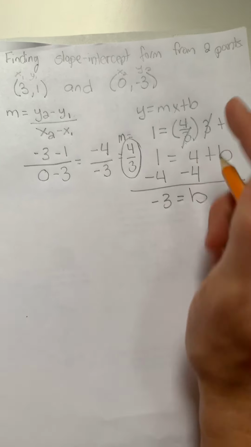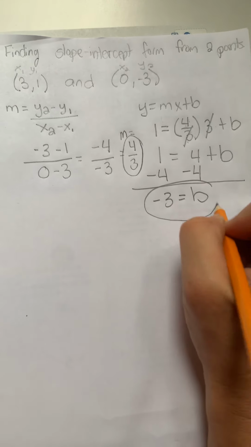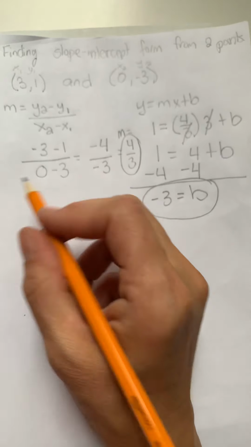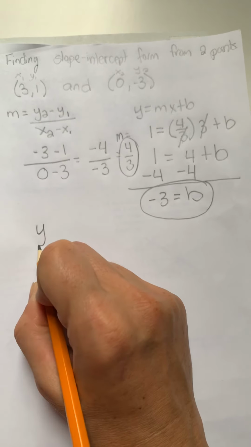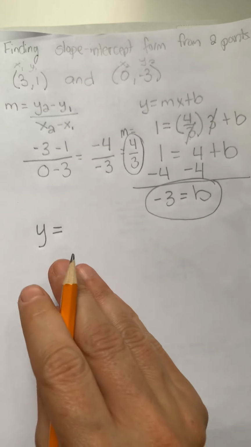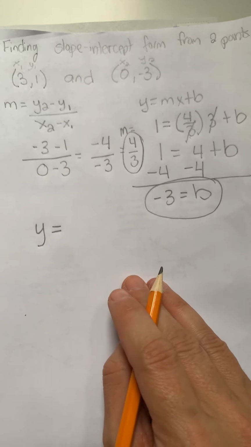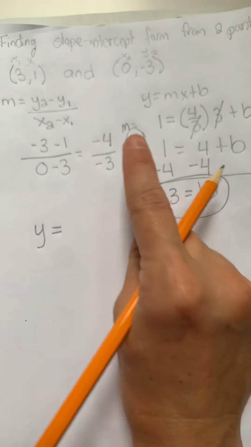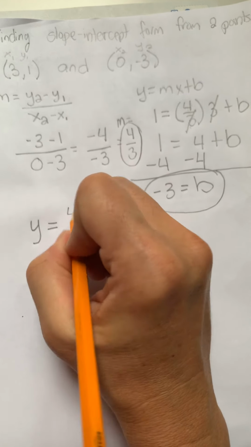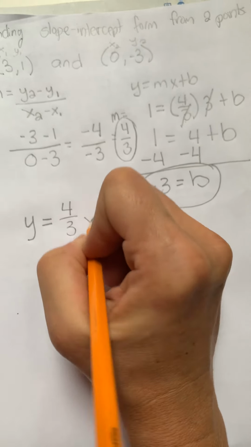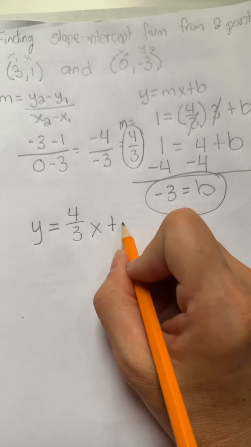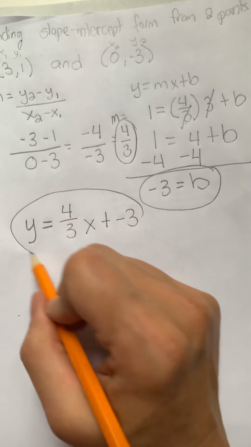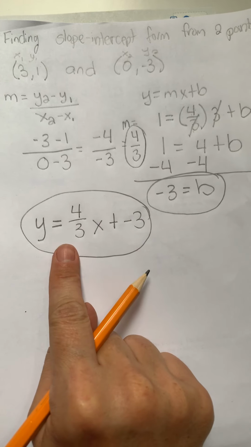Now I have my y-intercept and I have my slope. Remember, when you write slope-intercept form, y and x are any coordinates on the line, so you do not put in numbers for those. You leave those as variables. You plug in your slope and your y-intercept, and you can put plus -3, or you could just put -3. And that is the final answer.